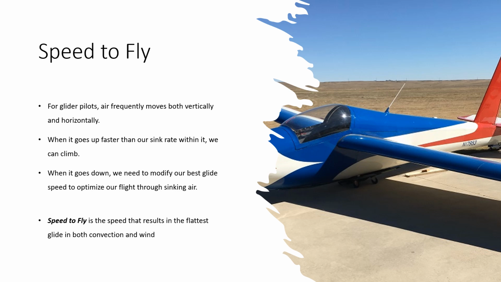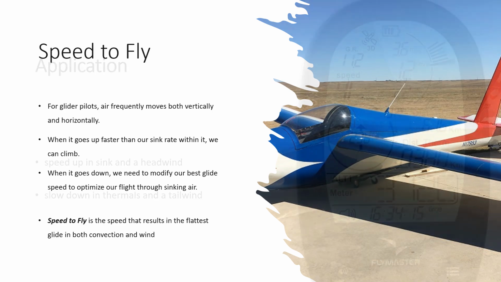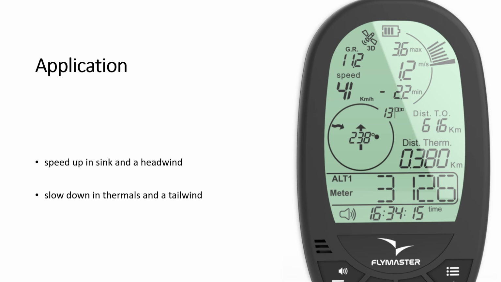Now, if air was always still, that's all we'd need to know about polar curves. Minimum sink speed would keep us in the air for the longest time, and best glide speed would allow us to go the greatest distance. Speed to fly is the speed that results in the flattest glide in both convection and in wind. Speed to fly can be distilled down into these two simple statements: speed up in sink and headwinds, and slow down in lift and tailwinds.